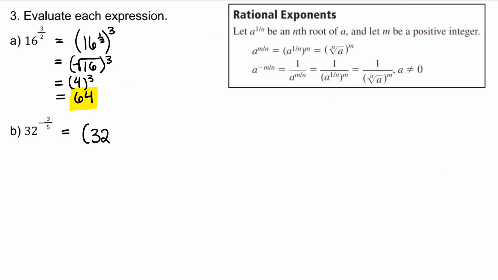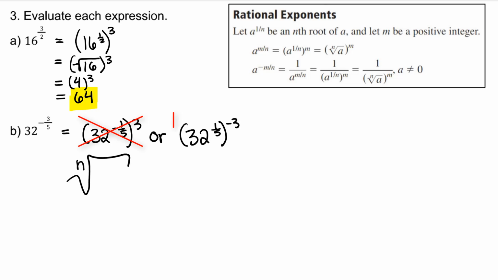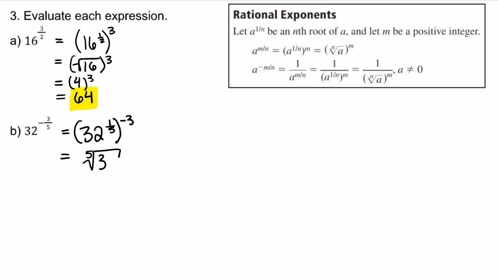So 32 to the negative 3 over 5. But where does the negative go? We can't have a negative in an nth root. A negative has to go to the exponent. 32 to the 1/5 is asking for the 5th root of 32. The 5th root of 32 is 2. Now we have 2 to the negative 3.